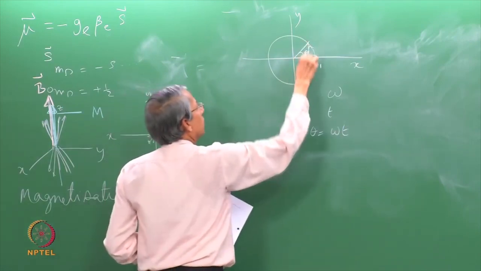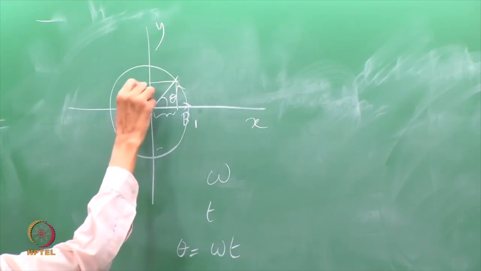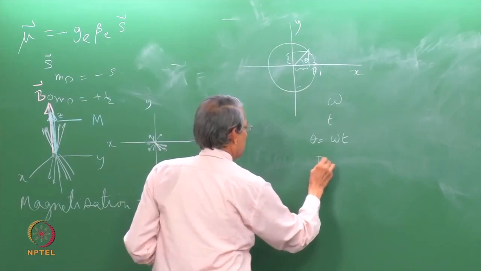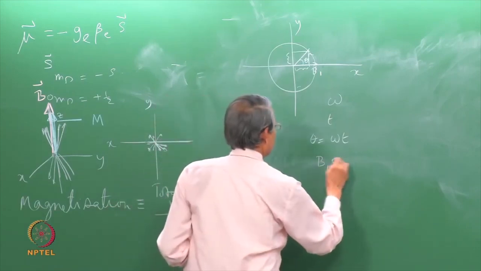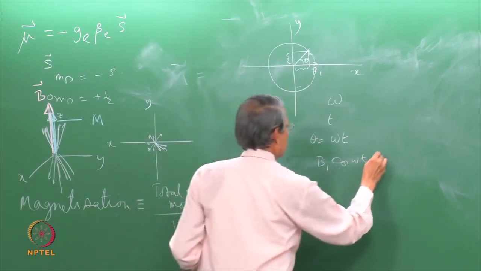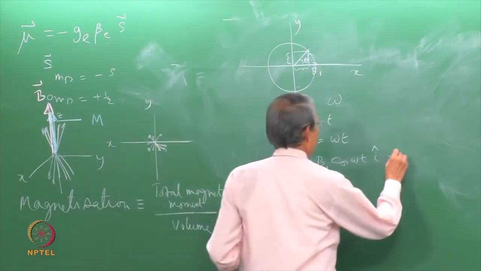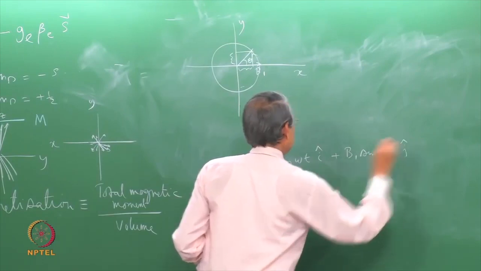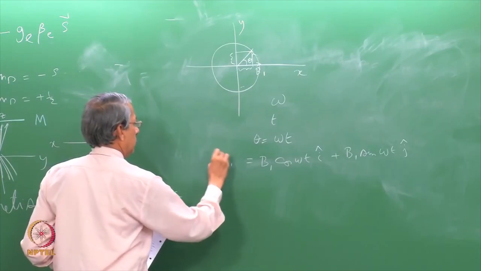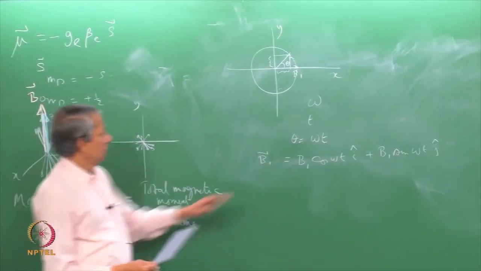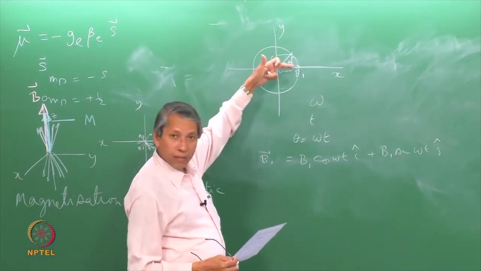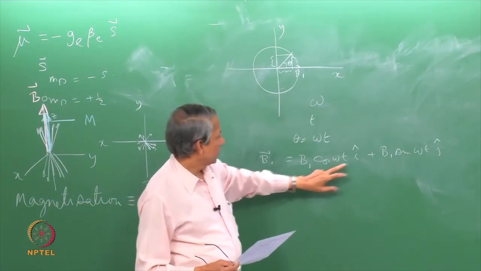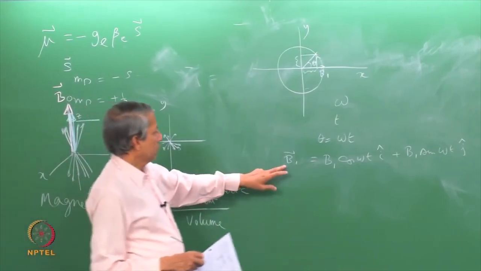At this time the x component is given by this and the y component is given by this. So, B1 is B1 cos omega t i plus B1 sin omega t j, and we think of this as the B1 vector. This is the one which is applied in the xy plane and it is moving around the z axis with an angular velocity omega. This is precisely the type of vector expression it will have.